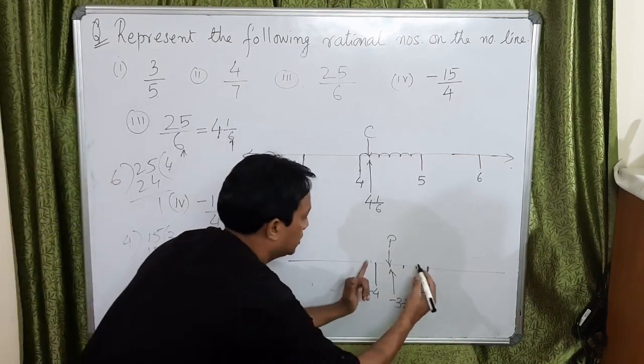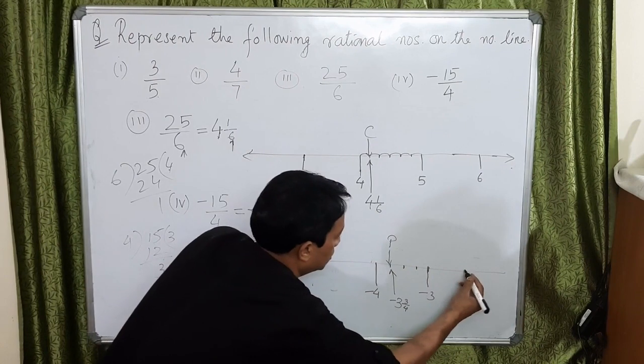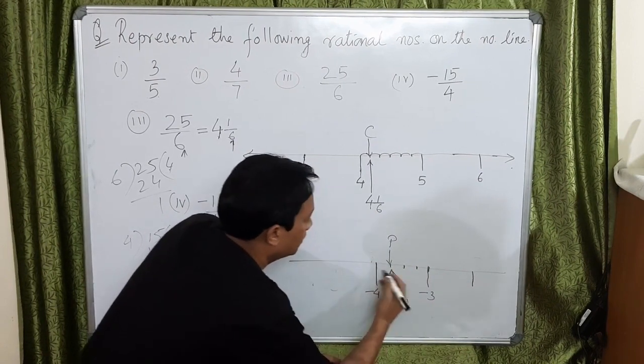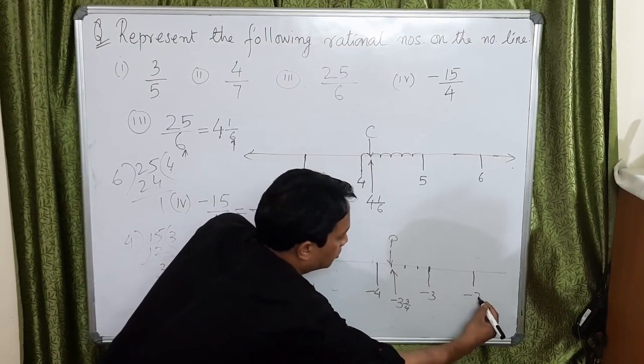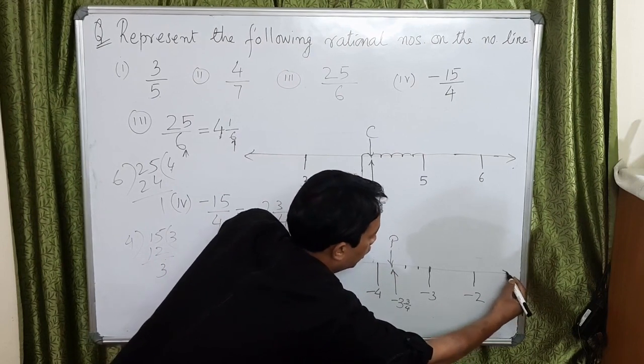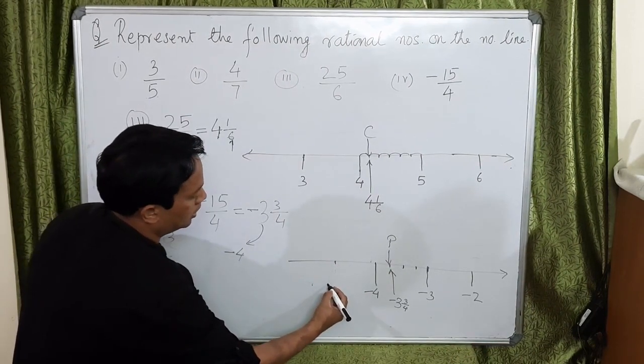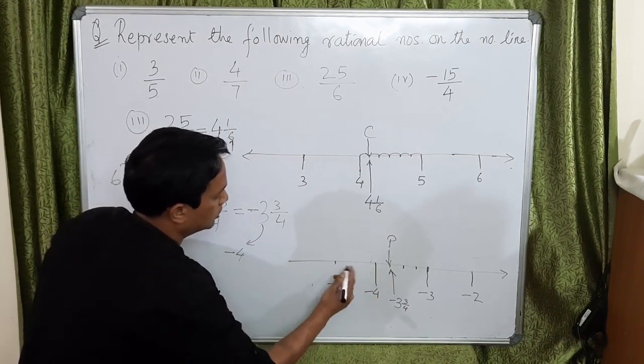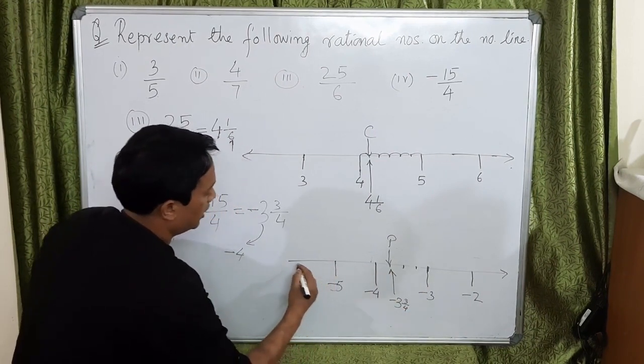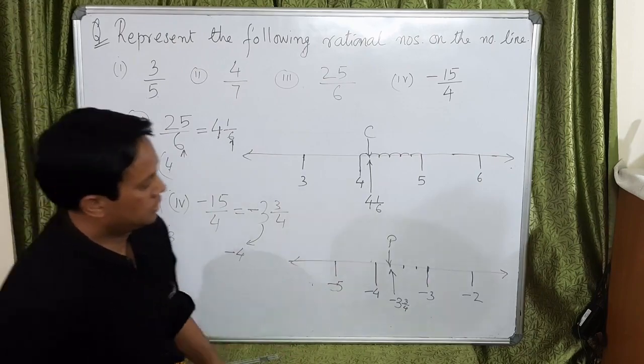line. Now at the same distance, we can extend the line. You can have minus 2 here, and you can go on, and this side will be minus 5 at equal distance. You can write minus 5, minus 6 and so on.